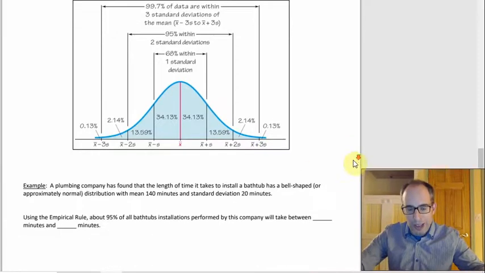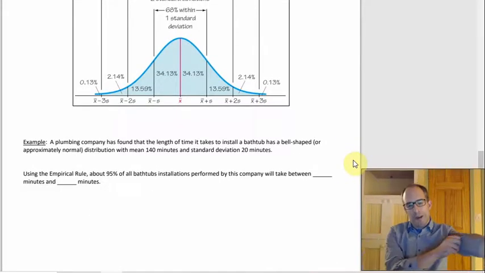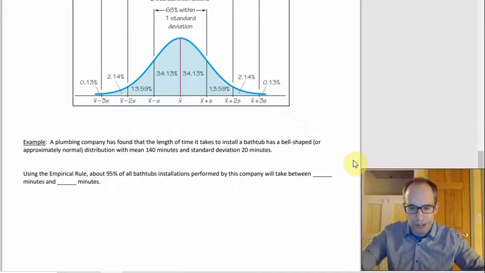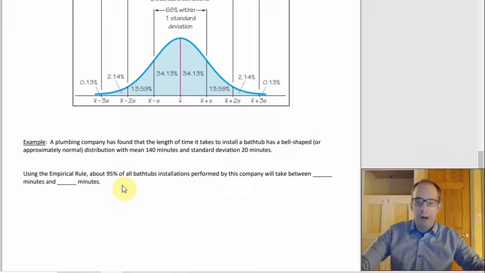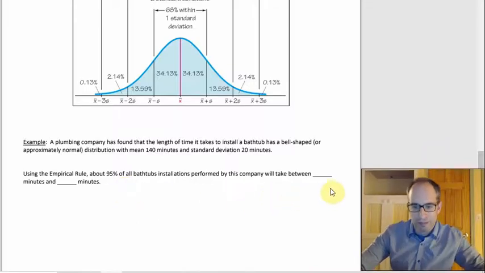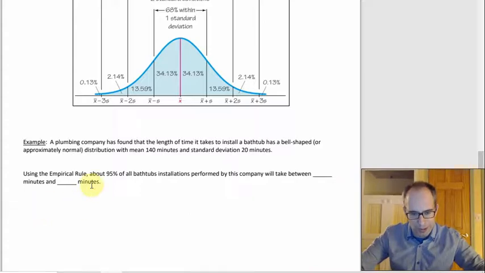Okay, so for an example, a plumbing company has found the length of time it takes to install a bathtub has a bell-shaped, or approximately normal distribution, with a mean of 140 minutes and a standard deviation of 20. So then, using the empirical rule, about 95% of all bathtub installations will take between some number of minutes and some other number of minutes. We could actually use the picture for this too.